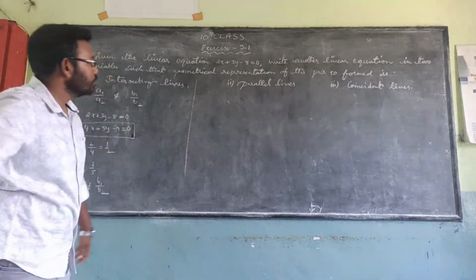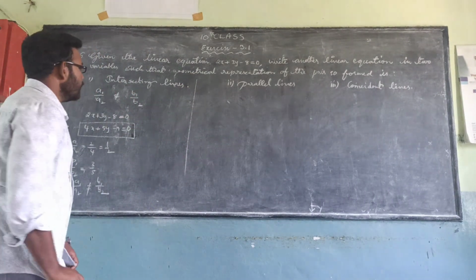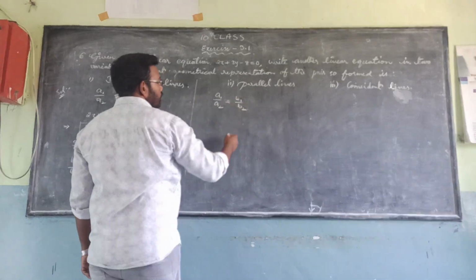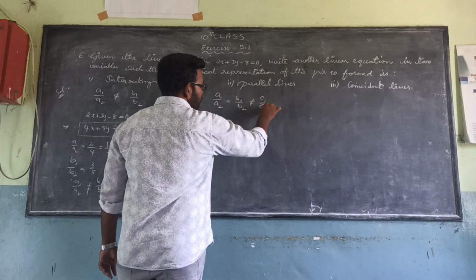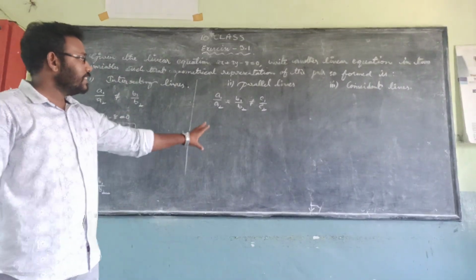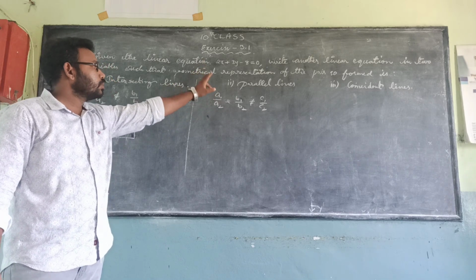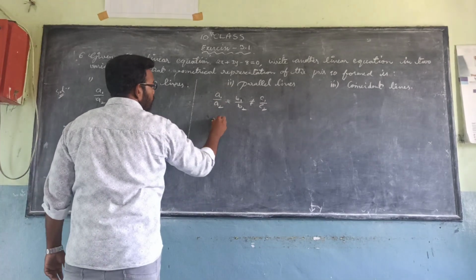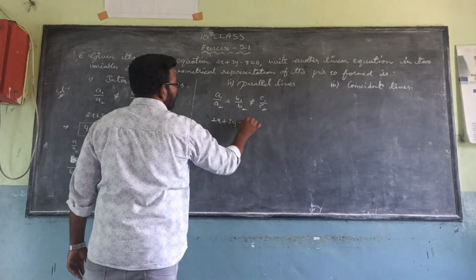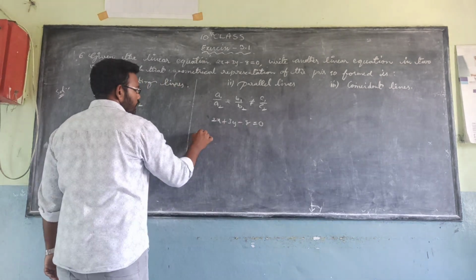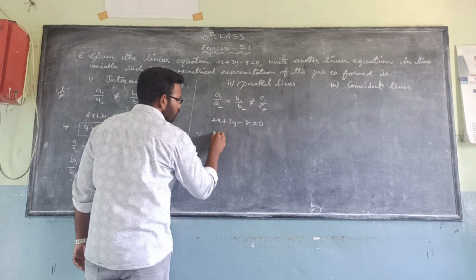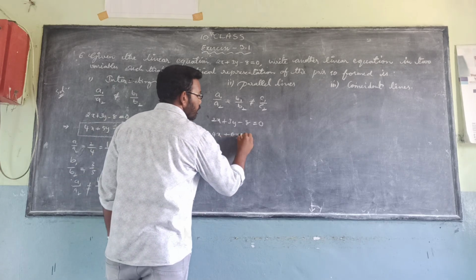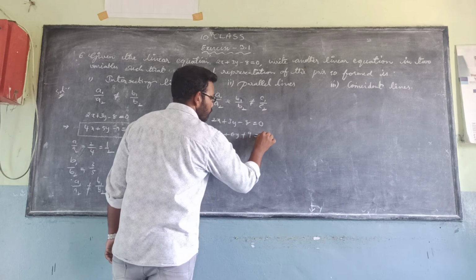So now for parallel lines: if a1 by a2 is equal to b1 by b2 is not equal to c1 by c2, if the given lines satisfy this ratio, then those two lines are parallel. So here, the given equation is 2x plus 3y minus 8 is equal to 0. So here the required equation is 4x plus 6y plus 9 is equal to 0.